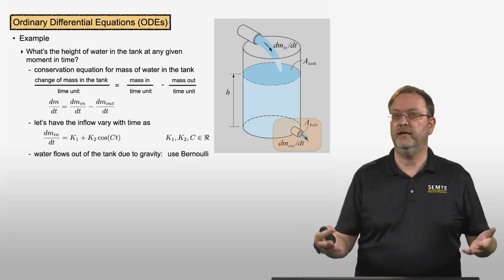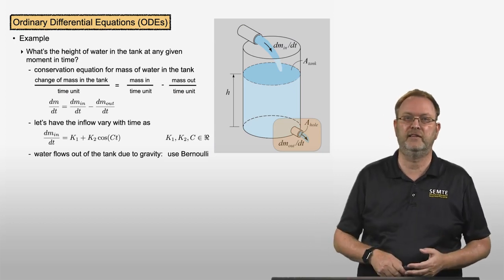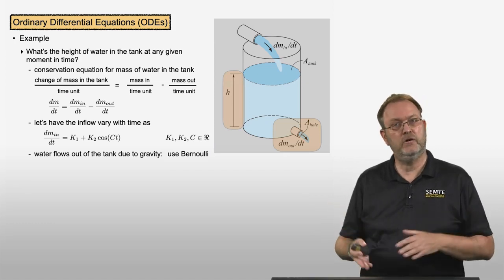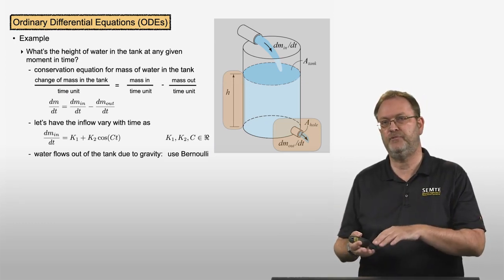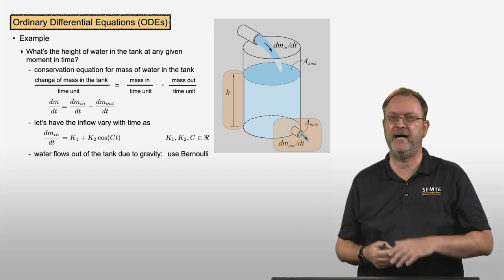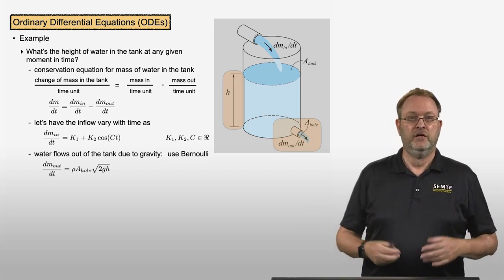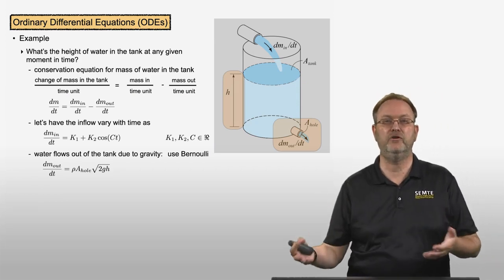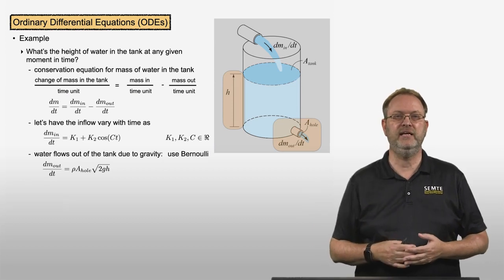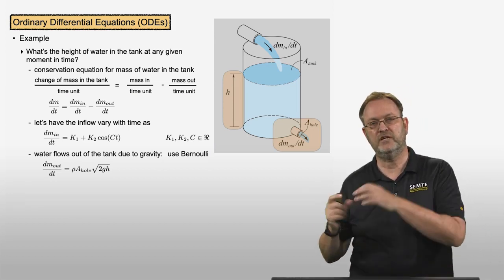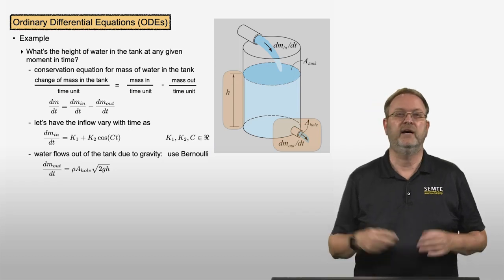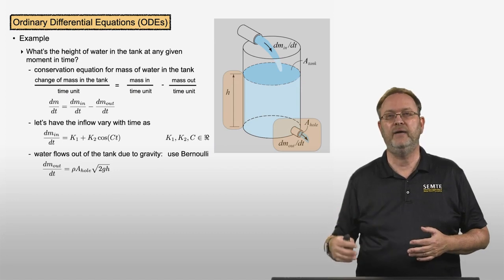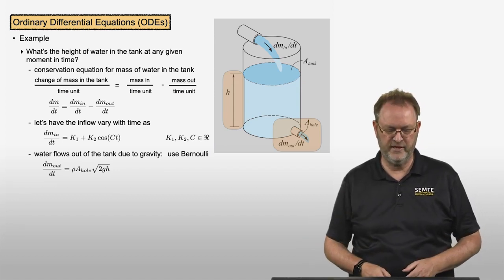Now, water flows out of this tank due to, well, gravity. And let's use Bernoulli's equation to figure out what that mass outflow would be. Okay, so we know that the tank is filled up to a height of h at any moment in time with water. So if we apply Bernoulli, then we'll find that the mass out per time unit, the dm_out/dt, would be rho times the cross-sectional area of this hole times the square root of 2 times the gravitational acceleration times the height of the water in the tank.